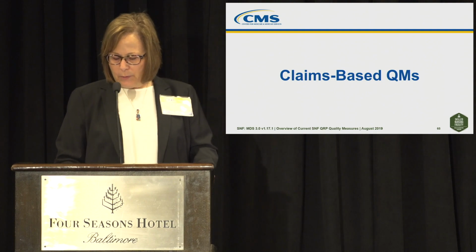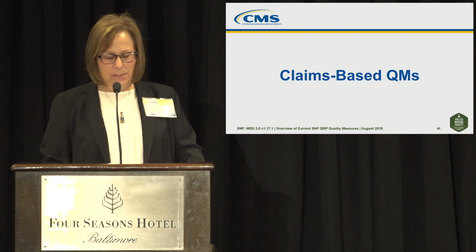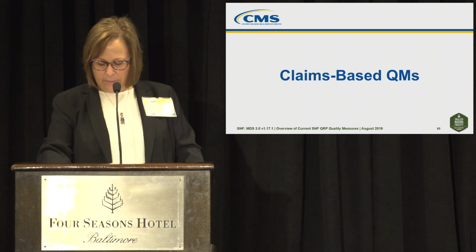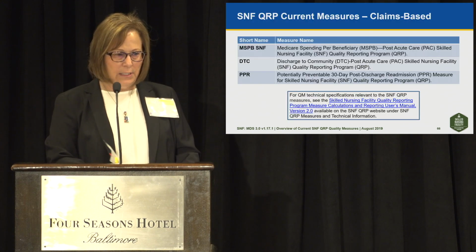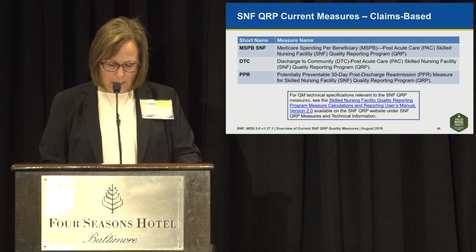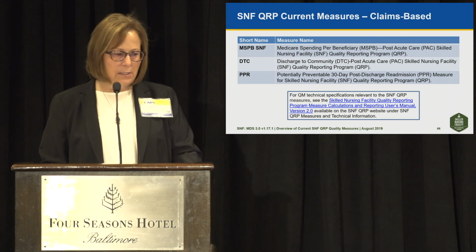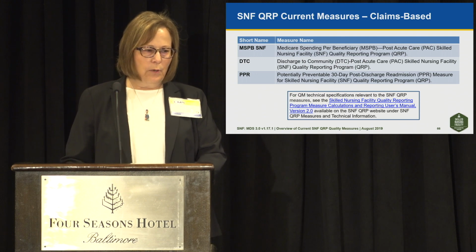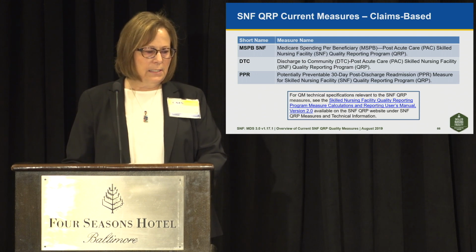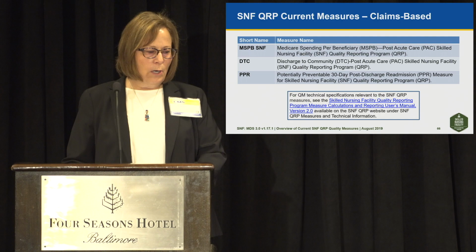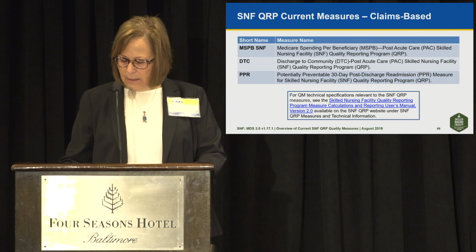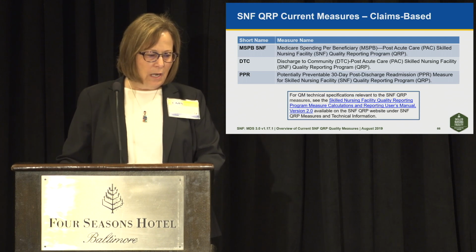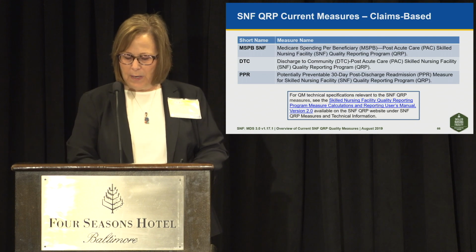We'll briefly review the 3 claims-based quality measures, and I wish we had more time to go into detail on each of these measures. For the SNF QRP, the data used to calculate these measures comes from claims, so there's no additional reporting that providers need to do for these measures. The 3 current claims-based measures in the SNF QRP are Medicare spending per beneficiary, or MSPB, discharge to community, or DTC, and potentially preventable 30-day post-discharge readmission measure, or PPR. In the resource box at the bottom of the slide, you'll find a link and reference for how to access more information on these claims-based measures in the QRP User's Manual.